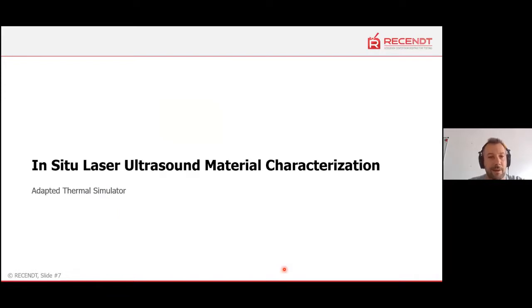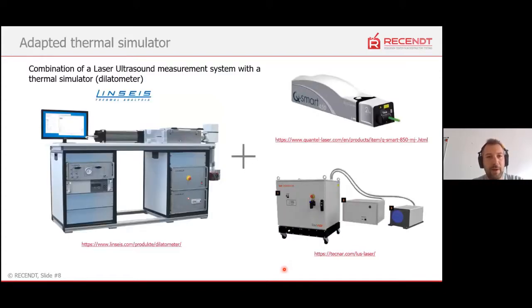So let's jump into the next topic, the adapted thermal simulator. In our lab, we have a thermal simulator, a dilatometer from the company InSitu, where we adapted our laser ultrasound measurement system for the in situ measurements. Here you can see the dilatometer on the left side, and on the right side, there's the excitation laser from the company Quantel with a maximum pulse energy of 850 millijoules. And for detection, we use an industrial Techno system.